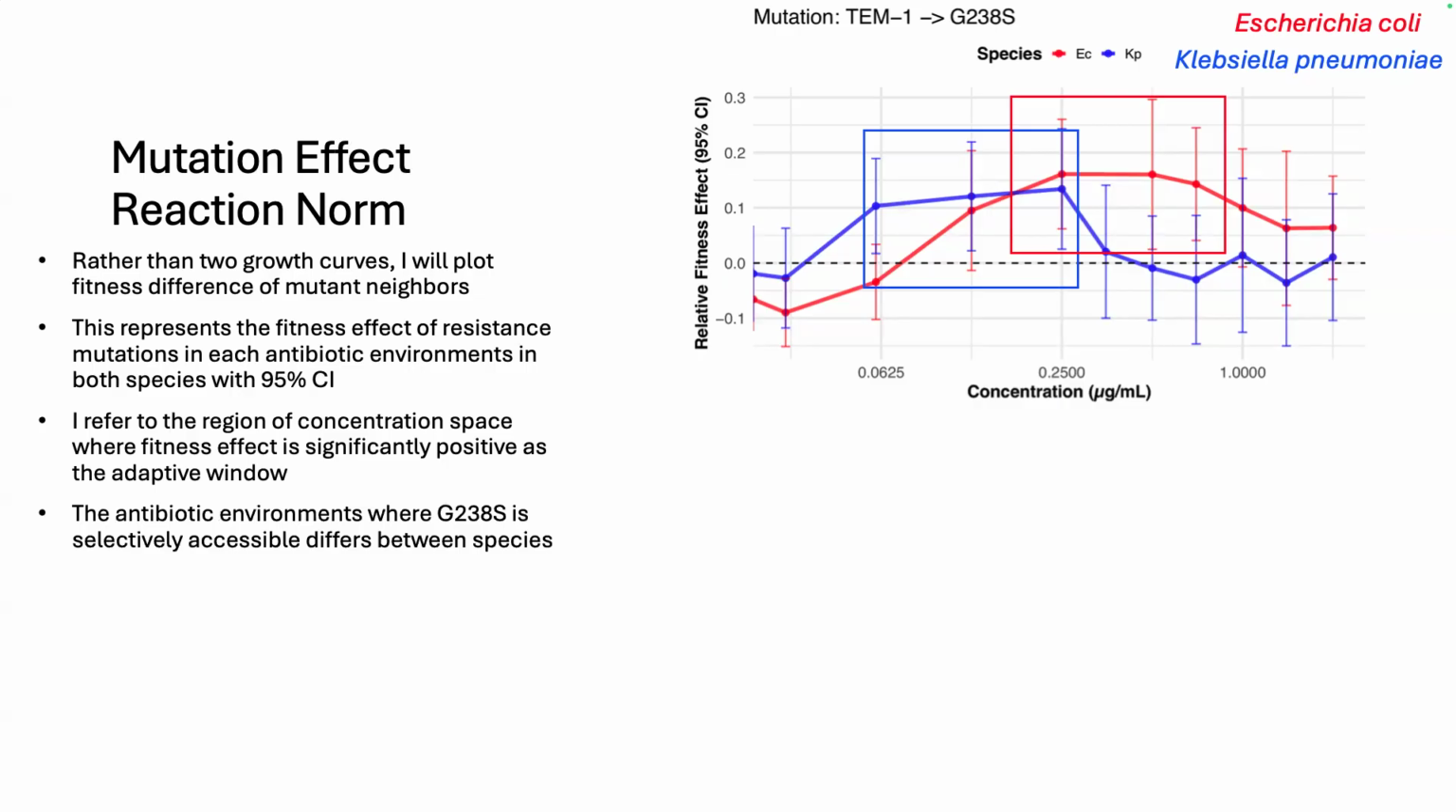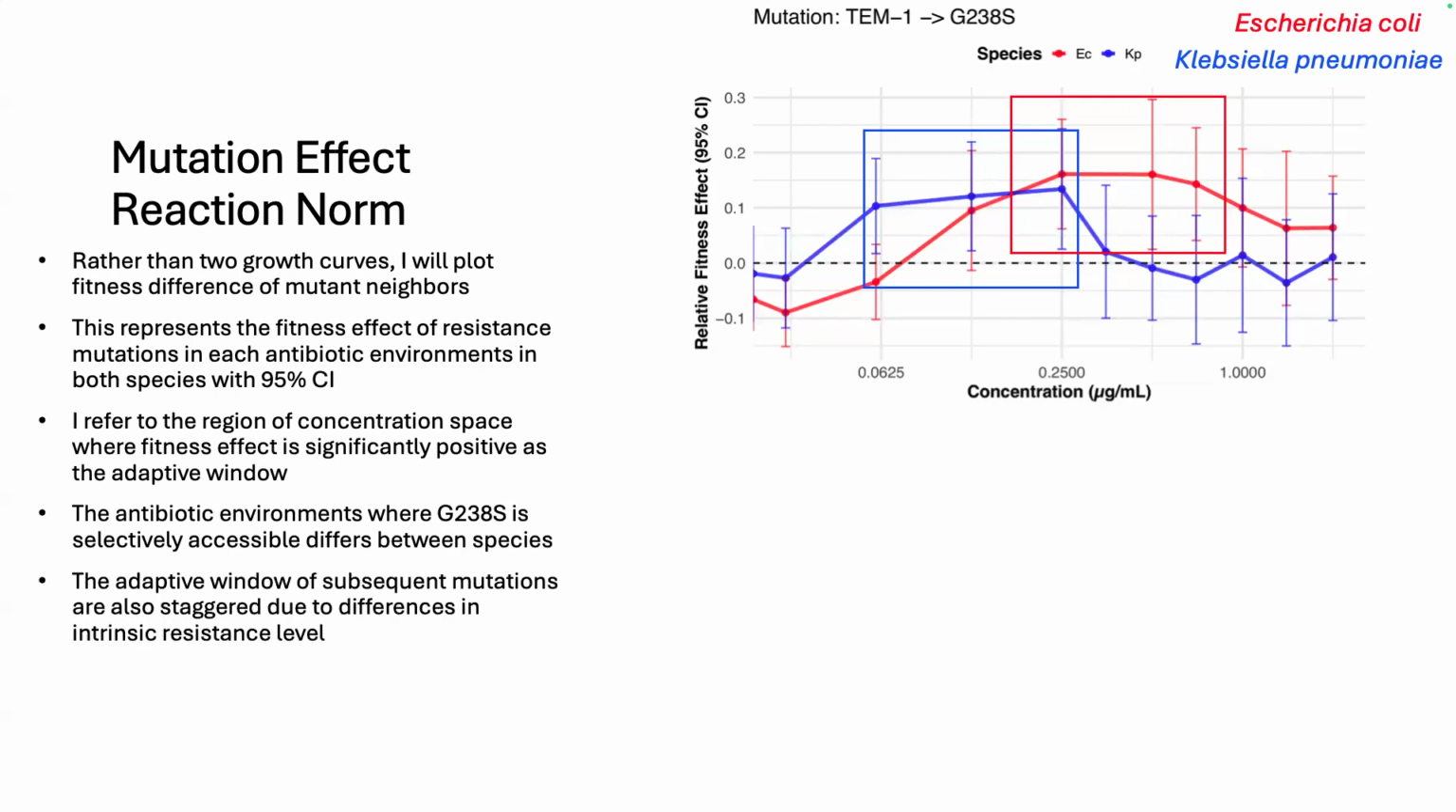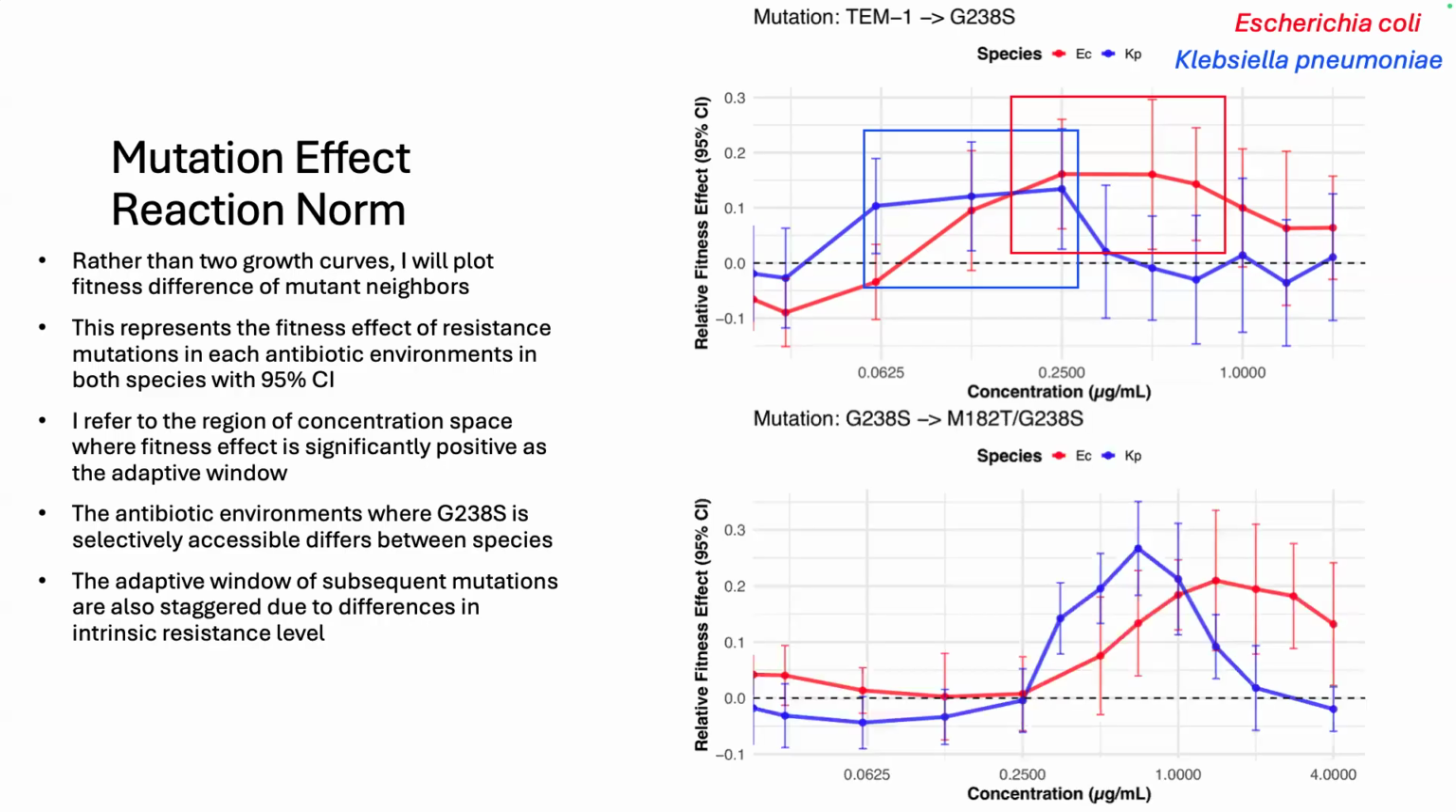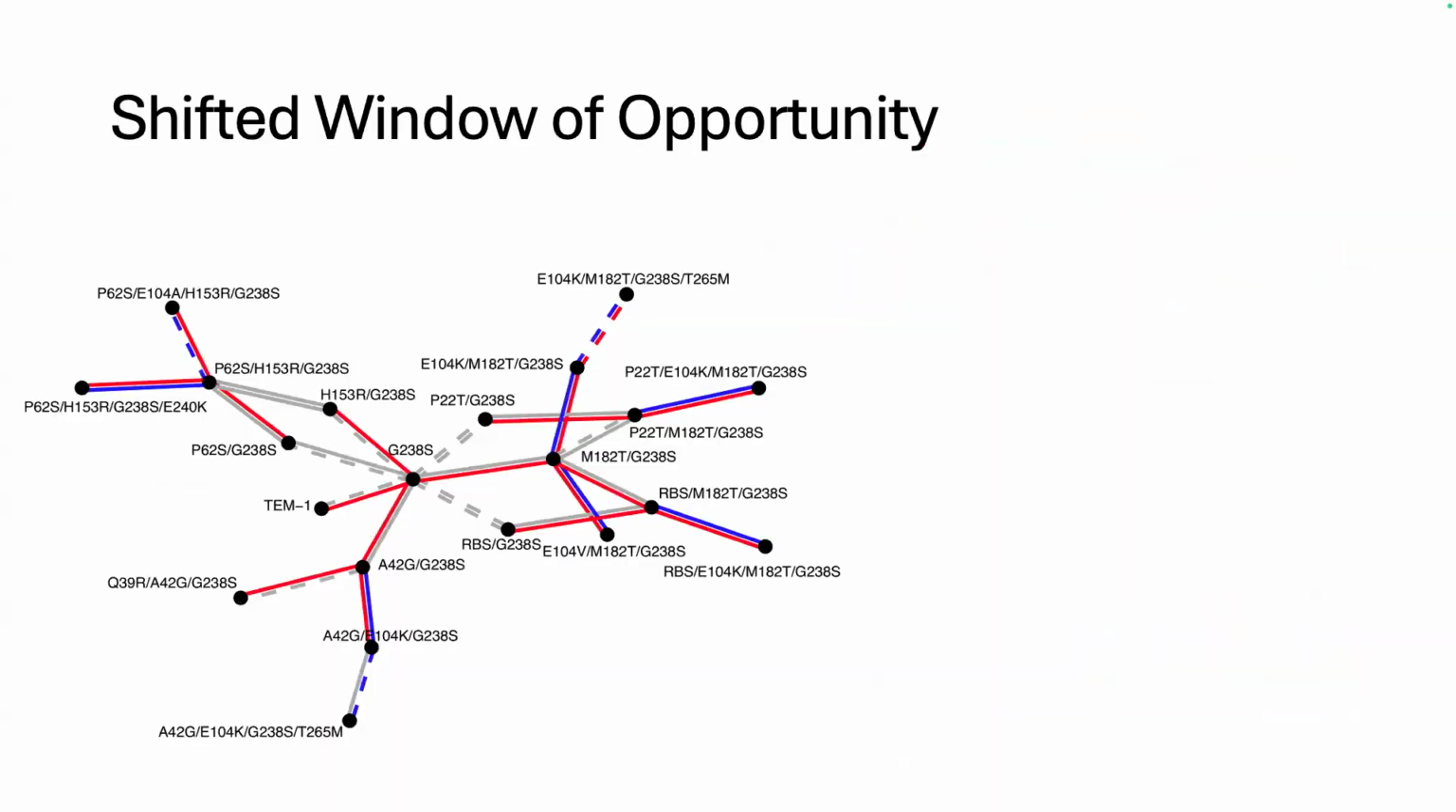And the antibiotic environments where G238S is selectively accessible, again, differs between species. It's staggered in concentration space according to intrinsic resistance differences. And I want to mention that we can do this kind of adaptive window analysis for each step that occurred. We just shift what the genetic background is. So on the top plot, we're seeing the addition of the G238S substitution to the 10-1 background. Here, though, we're seeing the addition of N1A2T to the G238S background. And again, we can do that to isolate just the effect of single mutations by doing these constant mutant neighbor comparisons.